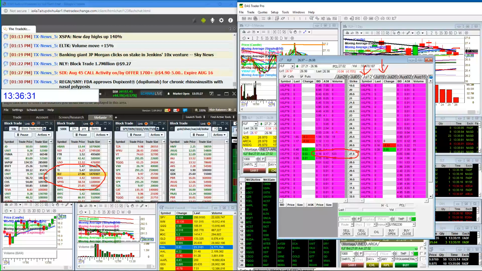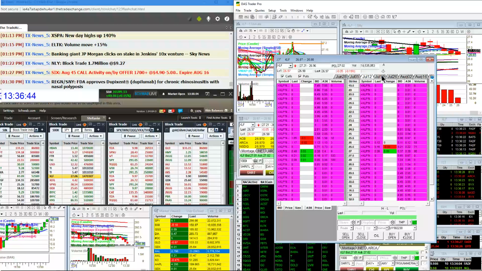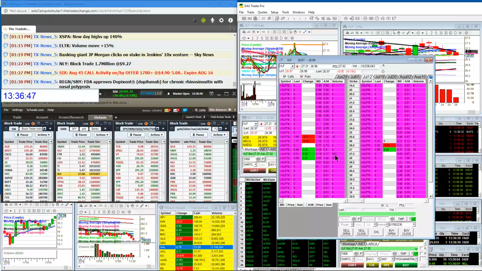You don't want to get into any options that have zero volume. You see these with zero volume? You don't want to take those. You want to jump into ones that have volume in them. That's really key. That's on the long side.